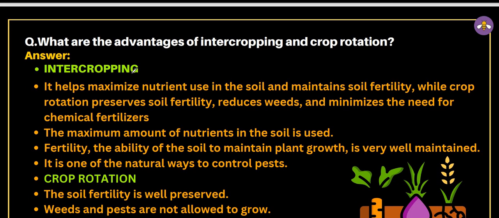So see, intercropping helps maximize nutrient use in soil and maintain soil fertility, while crop rotation preserves soil fertility, reduces weeds, and minimizes the need of chemical fertilizers. The maximum amount of nutrients in soil is used. Fertility is the ability of soil to maintain plant growth, and it is well maintained. It is one of the natural ways to control pests.